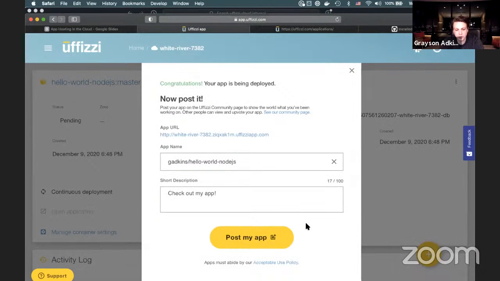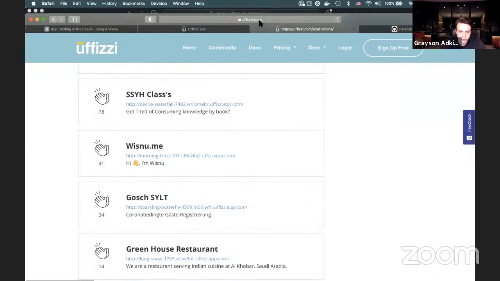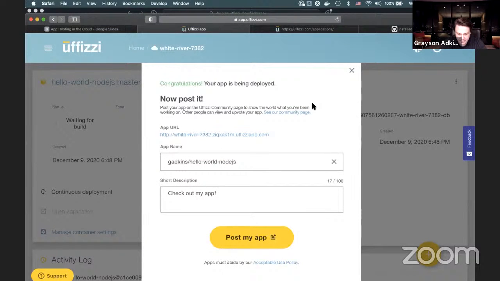We also are just rolling out a new feature we're calling our Uffizzi community page. It's kind of a Hacker News style page where you can post your application to showcase it and get feedback on it. People can clap for it and see what you got running, and you can explore other apps that are running on Uffizzi. In this case, it's just a simple hello world, so I'm not going to do that.